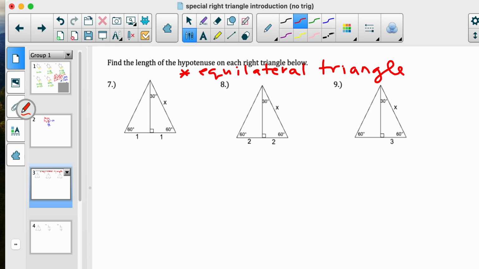And so we know that this segment is congruent to this segment. That's why I put 1 and 1 there for you. Okay? Which, if that whole side then is 1 plus 1, this whole side is 2, which means x must be 2. Number 8, what's our answer? 4. Number 9.